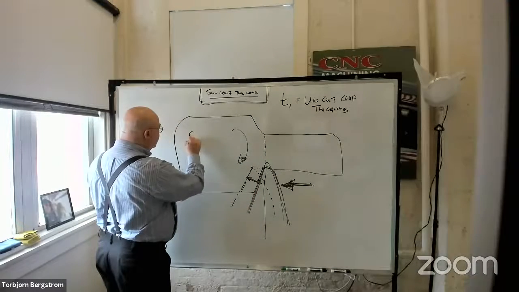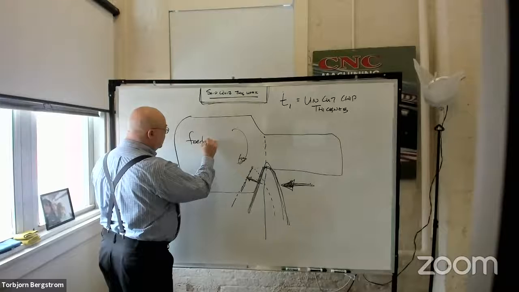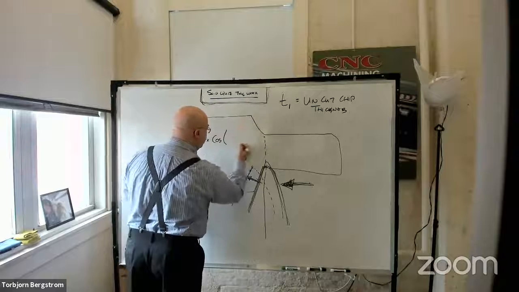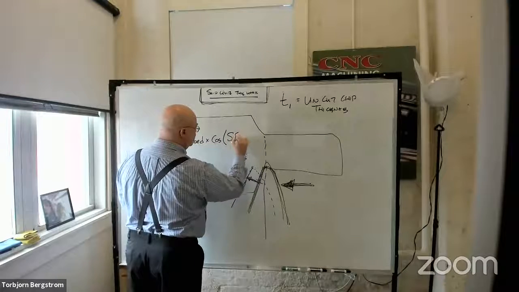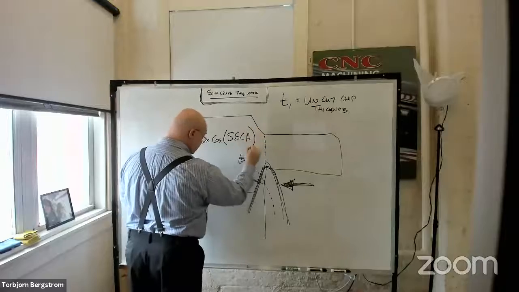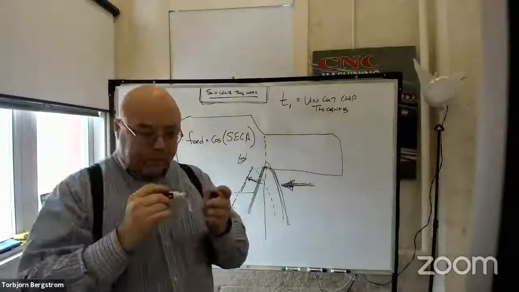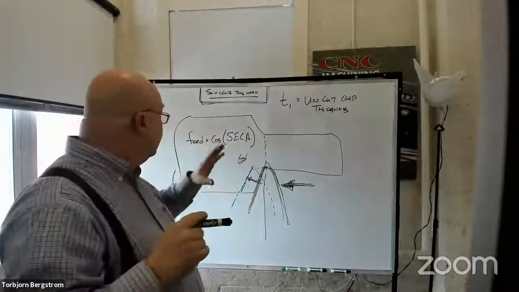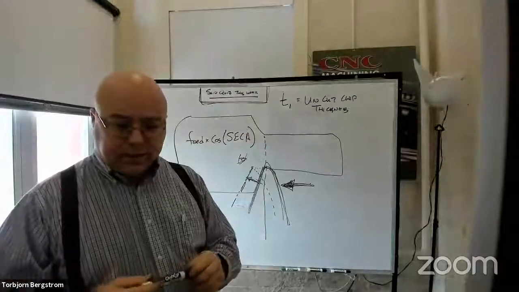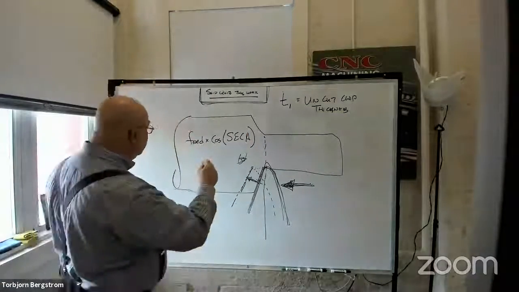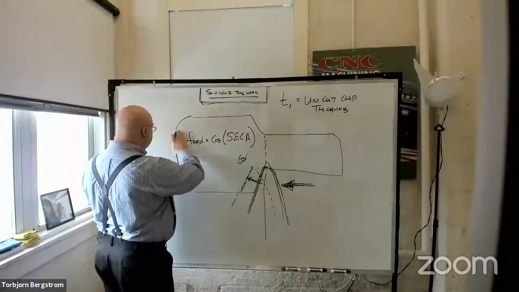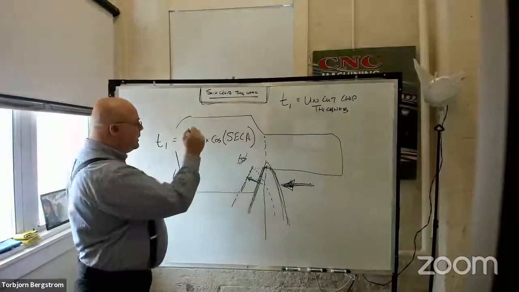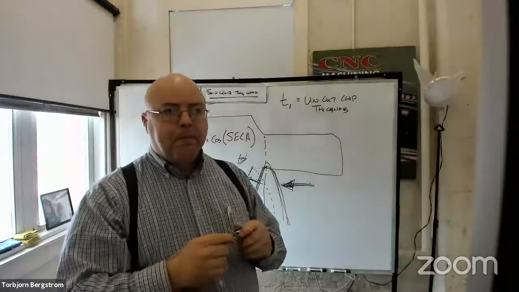It equals the feed times cosine of the angle. And we call that the side edge cutting angle. Don't ask me why we don't have a better variable name for side edge cutting angle other than SECA, but all the literature calls it the side edge cutting angle, and that's how they report it. So T1 equals the feed times the cosine of the side edge cutting angle.